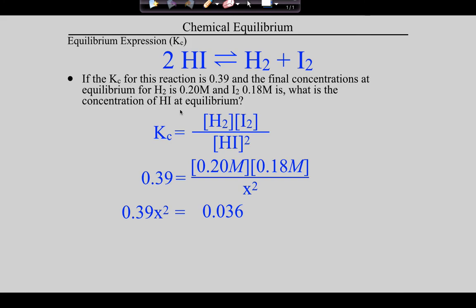Now, guys, how do we solve this for x? Divide by 0.39. Then take the square root. So, guys, when we get the square root, we end up with 0.3. But you'll notice this number has units. Now we're solving for a molarity, so we label it as such. So when we're solving for Kc, no units. When we're solving for a concentration, that, of course, is molarity.